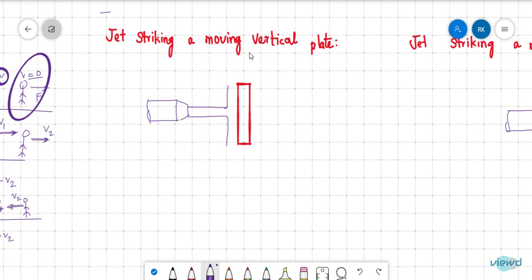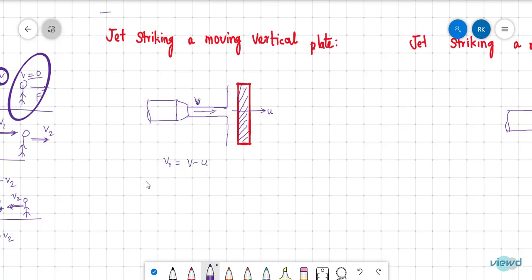Jet striking a moving vertical plate. Let us see this condition first. Here the jet ejects with velocity v. This plate is already moving with a velocity u, and this jet is ejecting with a velocity v. So what will be the impact on this? That will be relative velocity vr equal to v minus u.